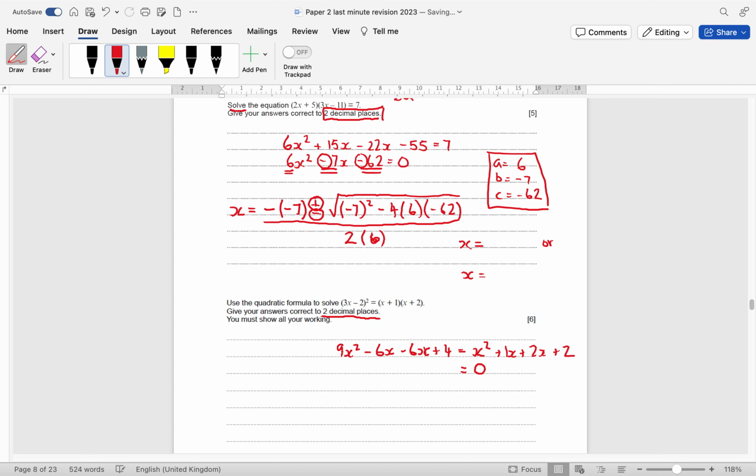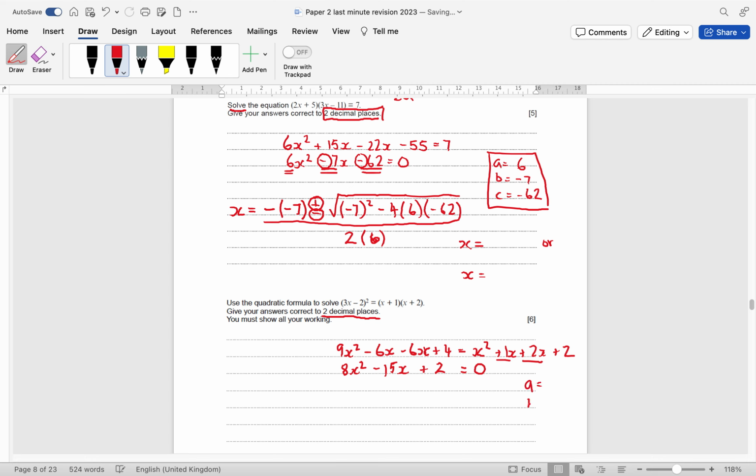Take the x squared away from the 9x squared. Minus 6x minus 6x is minus 12x. If I then take away this 1x and take away this 2x, I'm taking away another 3x from the minus 12, so I'll be down to minus 15. I've got a number 4. If I take 2 away from it, it goes down to 2.